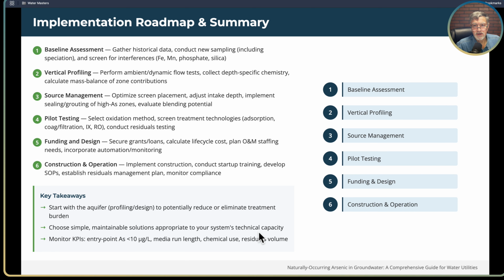A single data point is a snapshot. We want to look at the trends. So we want to measure our KPIs and constantly look at our trends. I take those, I put them in a spreadsheet dashboard where it charts them, and then you can look at the chart and know where you're at all times. So some KPIs are the entry point arsenic, you want it under the MCL, the media run length, the chemical use, residuals volume. You want to track those trends over time.